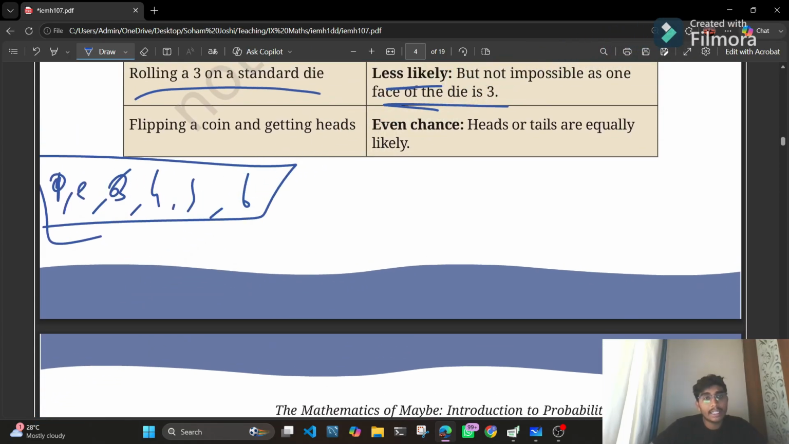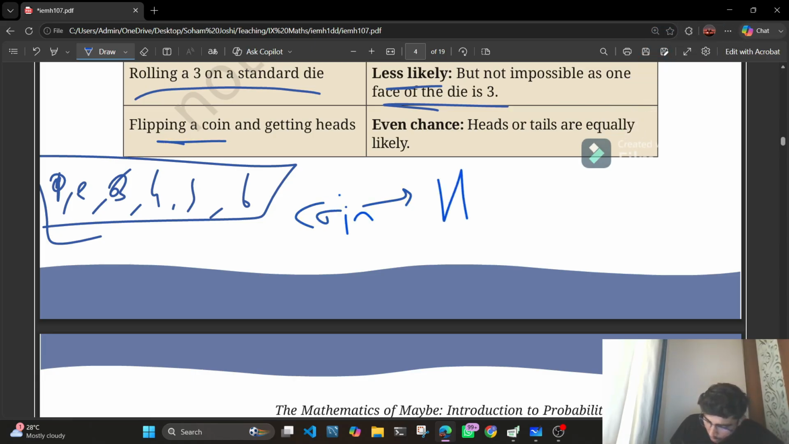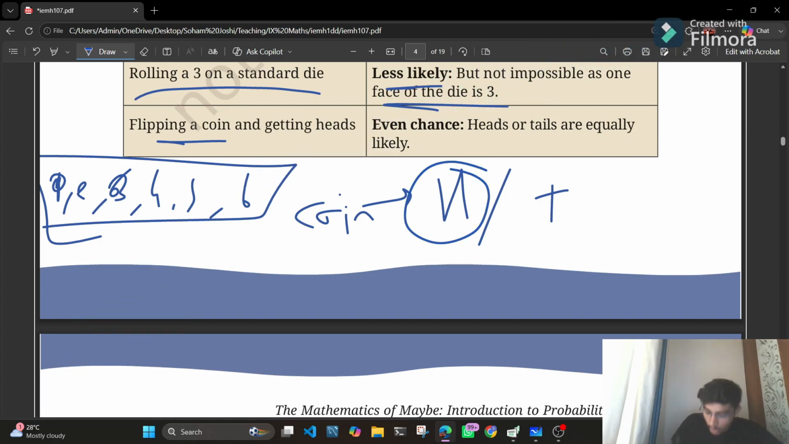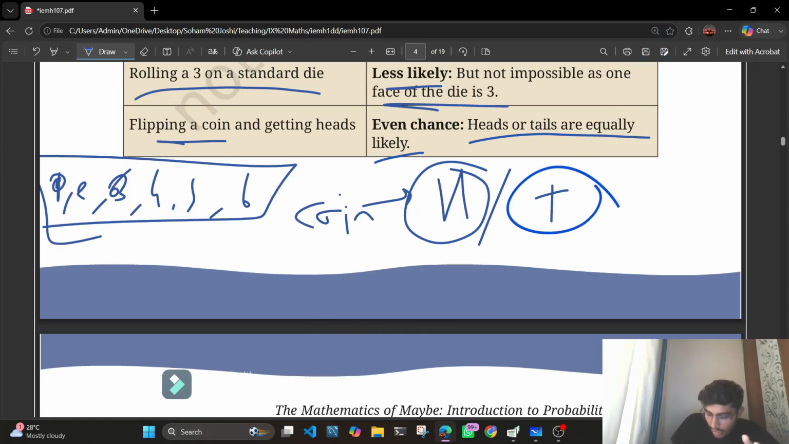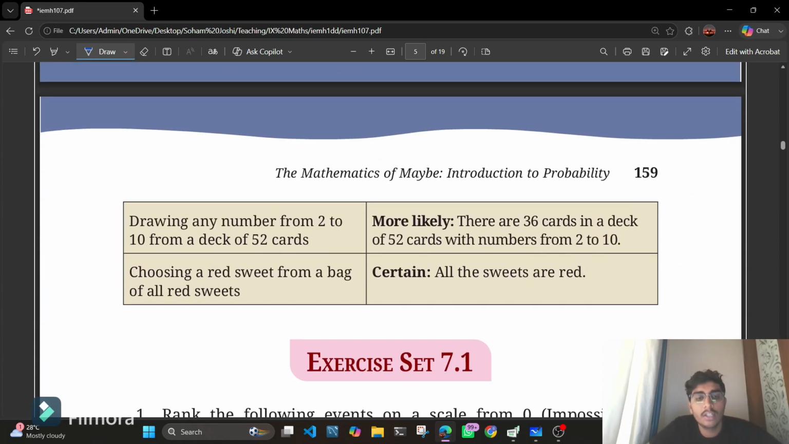Now flipping a coin and getting heads. Now if I flip a coin, either I could get heads, or I could get tails. So therefore, getting heads is equally likely, like an even chance, because heads और tails are equally likely. Because एक तो heads मिलेगा, एक तो tails मिलेगा. So therefore, दोनों का chances 50-50 है ना, कि एक तो ये मिलेगा, एक तो वो मिलेगा, right?